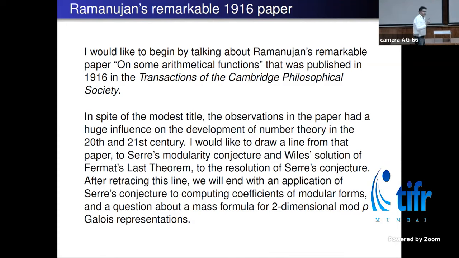So this is going to be some sort of historical lecture. I'll be telling you a story. But in the end, maybe I'll tell you something a little more modern, as I said, Bas Edixhoven's book, along with several others, where he came up with an algorithm which uses Galois representations to compute some coefficients of the Ramanujan tau function.